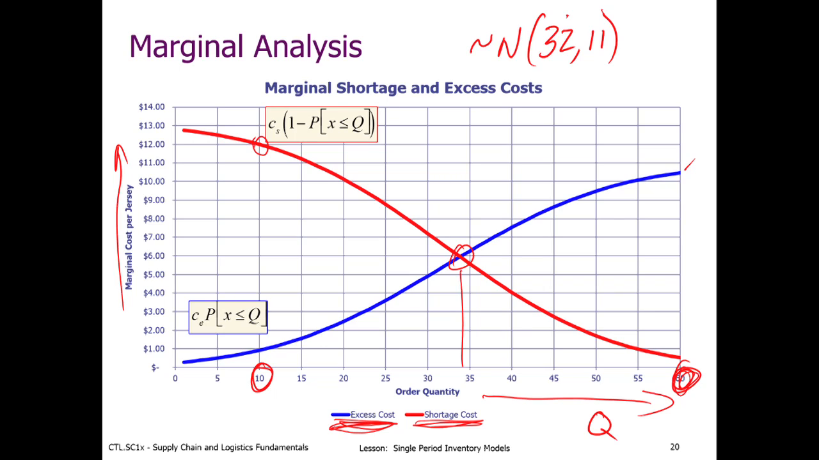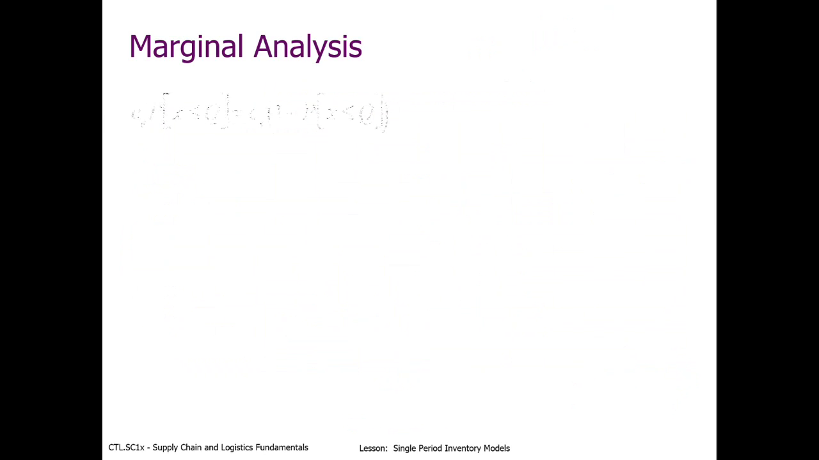Because when they're equal to each other, then that means I'm at the maximum of that profit curve. And so that tells me my Q star. So let's see this formally. We already developed this equation. This is the marginal cost for excess, and this is the marginal cost for being short.